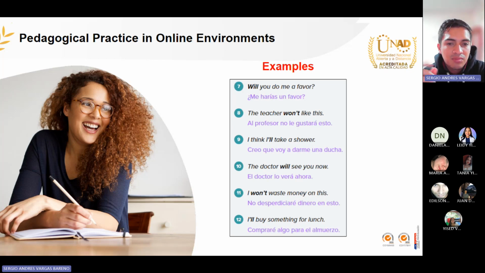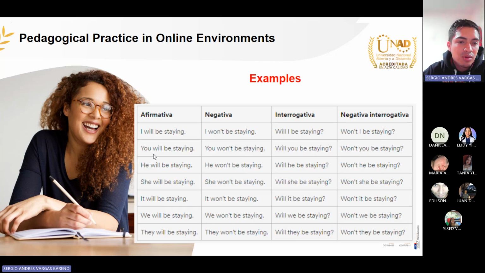You can make the contraction. Maybe in speaking it is easier, but it depends on what you prefer, right? And finally, maybe some examples for the future continuous.